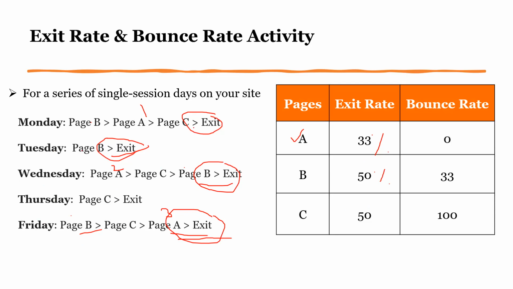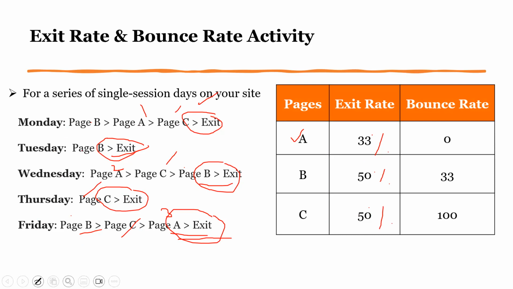Similarly in C, exit happened on Monday and Thursday, and 4 times C was visited. Monday it was visited, then Wednesday, Thursday, and Friday. So again it was 50%.